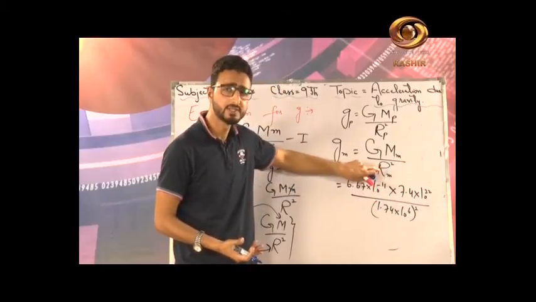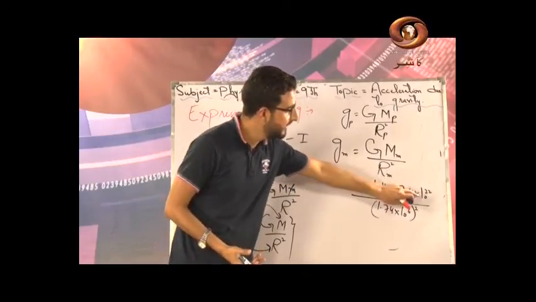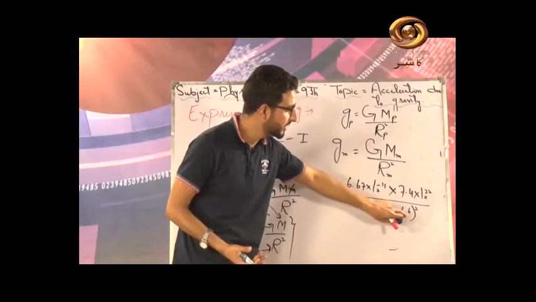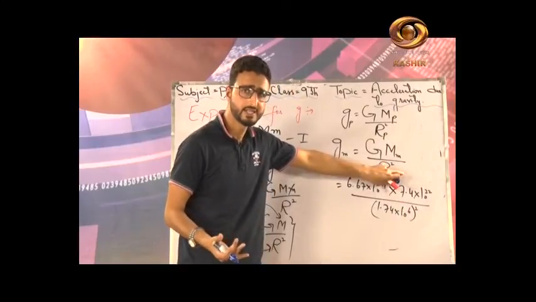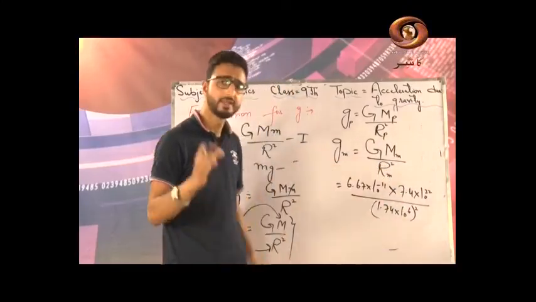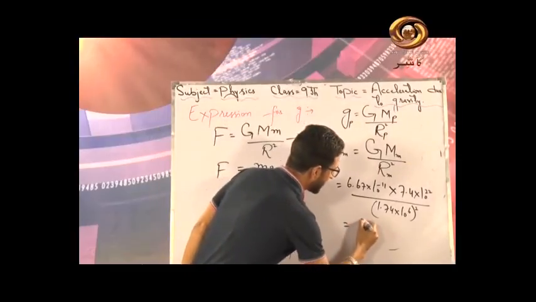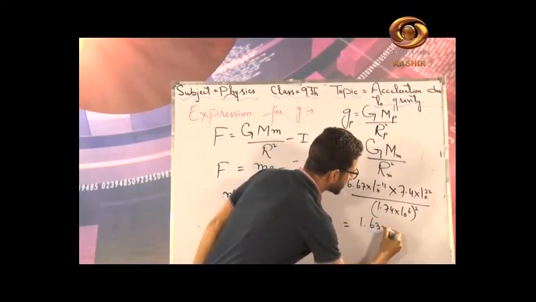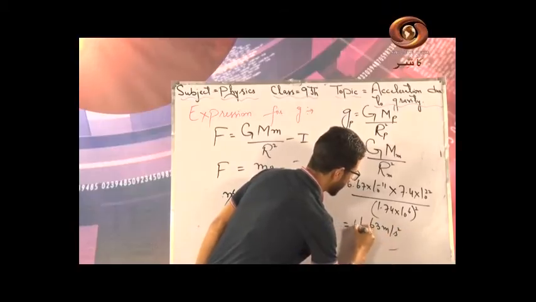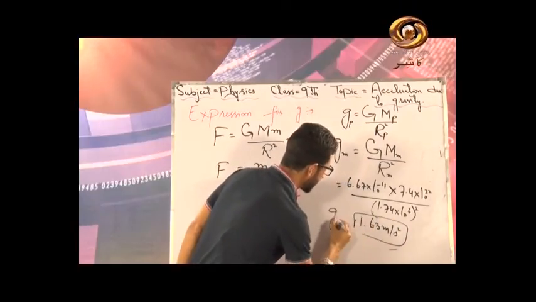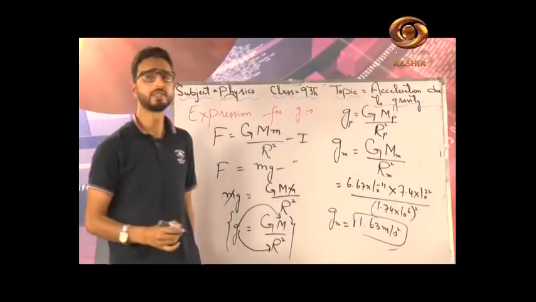You can take the powers separate: 10 raised to the power minus 11, 10 raised to the power 22, and in the denominator you have 10 raised to the power 12. When this comes up, this is 10 raised to the power minus 12. If you simplify this, you will exactly get 1.63 meter per second square.